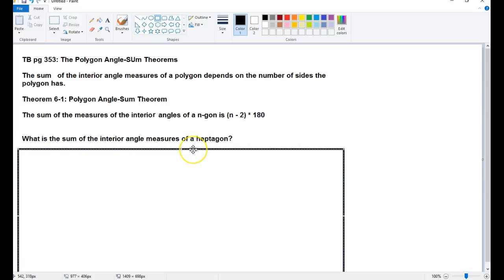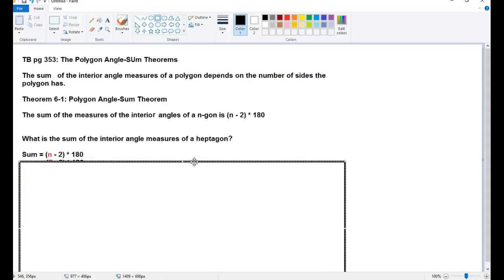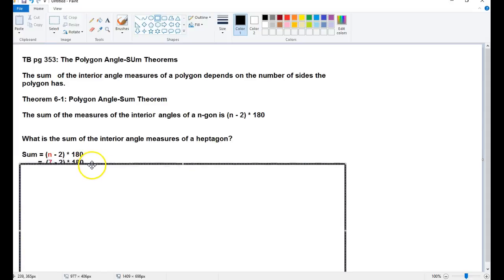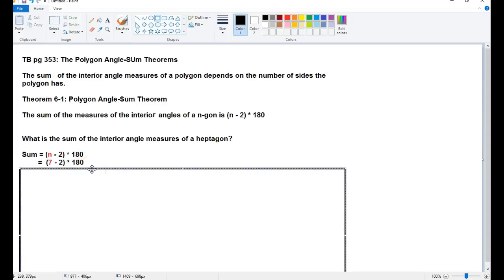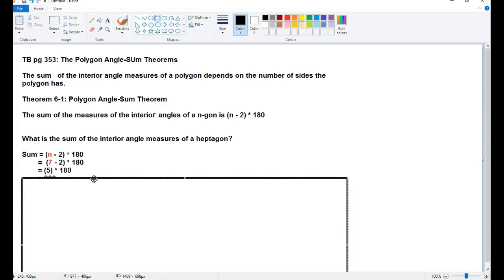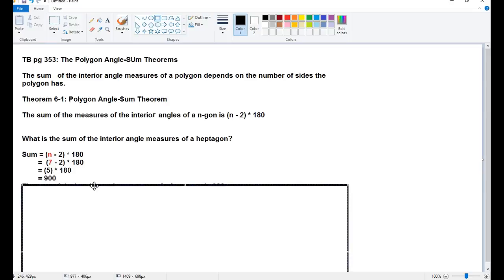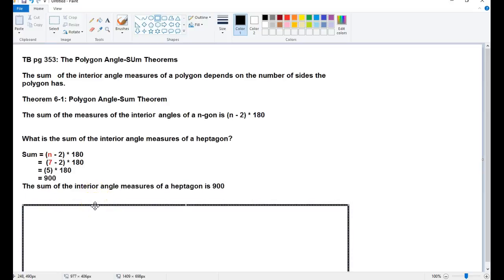It says, what is the sum of the interior angle measures of a heptagon? Now, a heptagon is going to have 7 sides. So the sum, using this theorem, is (n minus 2) times 180. And we plug in the 7 for the n, so that's how many sides we have. And then 7 minus 2 is 5, 5 times 180 is 900. So the sum of the interior angle measures of a heptagon is 900.